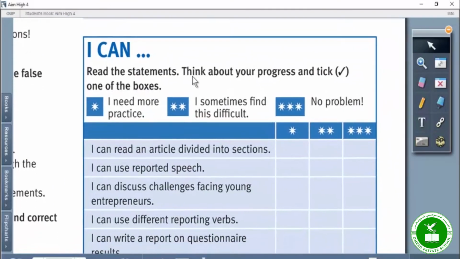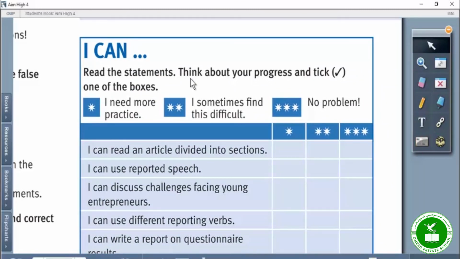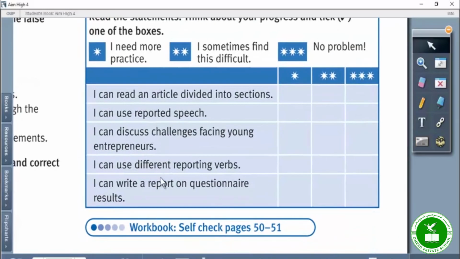And as you know, in every unit we have I can. We will check our progress. What did we understand from this unit? For example, now I can read an article divided into sections. Yes, we said it, articles. I can use reported speech. It's a grammatical point. We studied reported speech. I can discuss challenges facing young entrepreneurs. We said it. I can use different reporting verbs. Yes. In the previous lesson we said what reporting verbs are. I can write a report on questionnaire results, and this is about writing.